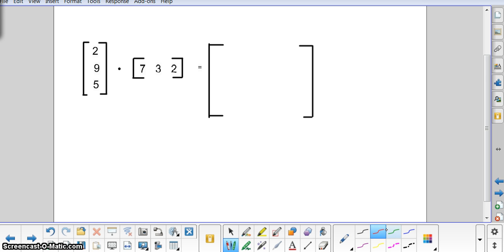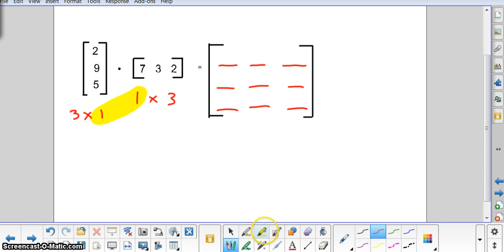First question should be, can we even do this? This is 3 rows by 1 column. This is 1 row by 3 columns. So when I look to see if this is even possible, yes, it is possible. And we're going to end up with a 3 by 3 matrix when all is said and done. So 3 by 3 matrix, row 1, column 1, row 1, column 2, row 1, column 3, similar, similar, similar, row 3. Alright, so there's where I'm going to put my answers.